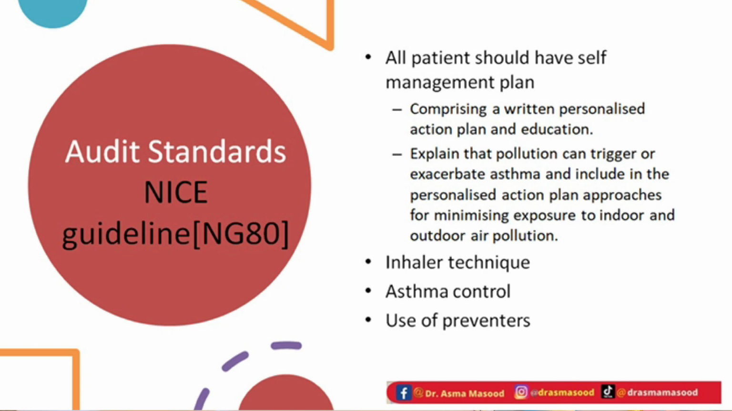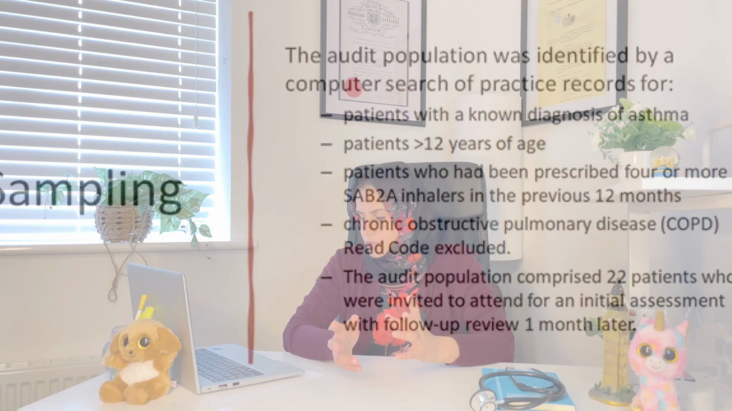Now we come to the audit standards. You should clearly write the name of what standards you're using. So this is NICE guideline NG80. So they are the asthma BTS guideline. I have written a few things. You can choose one or two. Either you are collecting data for inhaler technique, asthma control, self-management plan, use of preventers, follow-up, and the list goes on.